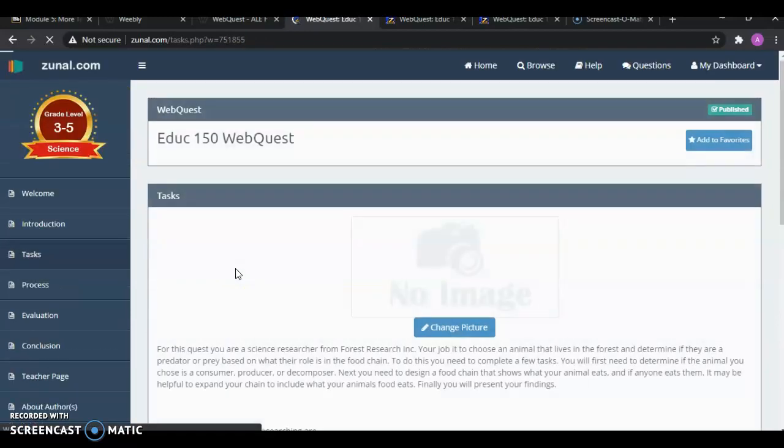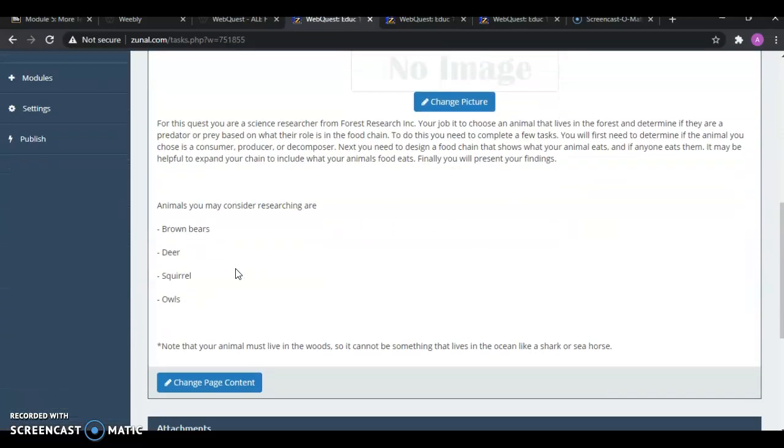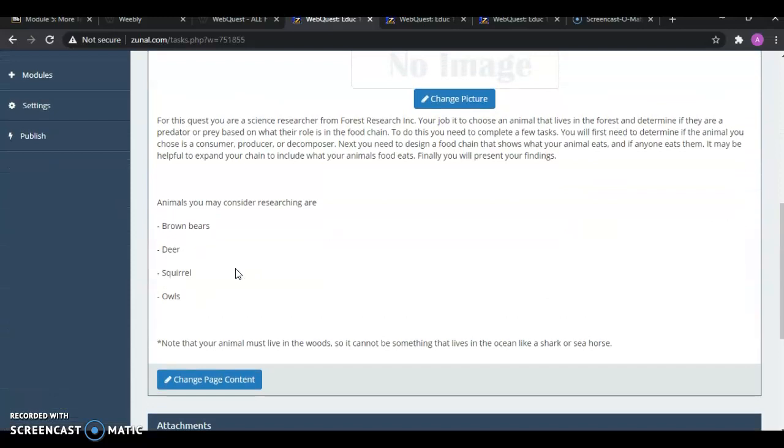For their tasks, I did a quick overview. For this quest, you are a science researcher for Forest Research Incorporated. Your job is to choose an animal that lives in the forest and determine if they are a predator or prey based on their roles in the food chain. To do this, you need to complete a few tasks.